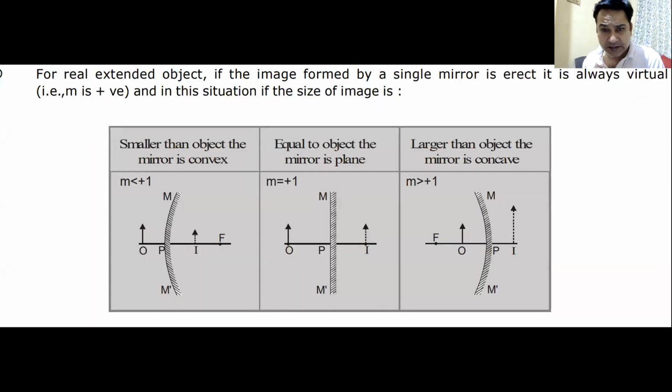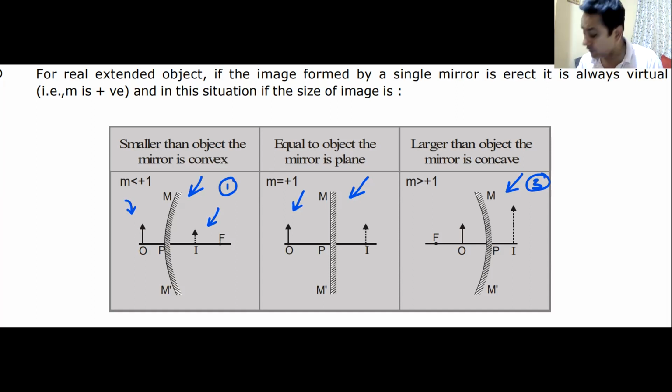Now we come to this stage, and I have seen this question coming in the exam many times. Remember, the first one is a convex mirror, the second one is a plane mirror, and the third one is a concave mirror. A convex mirror, for a real object, will always form a virtual image, and that image will be smaller in size. A plane mirror, for a real object, will always form a virtual image, the same in size. That means the magnification will be +1.